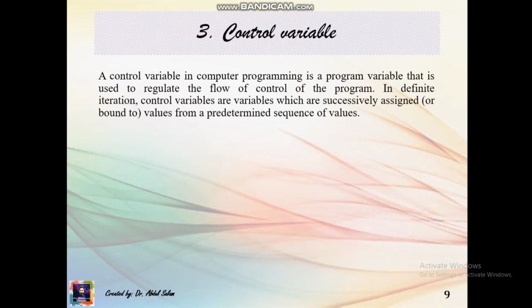Control variable. Next, the third type of variable is the control variable. A control variable in computer programming is a program variable that is used to regulate the flow of control of the program. In definite iteration, control variables are variables which are successively assigned or bound to values from a predetermined sequence of values.